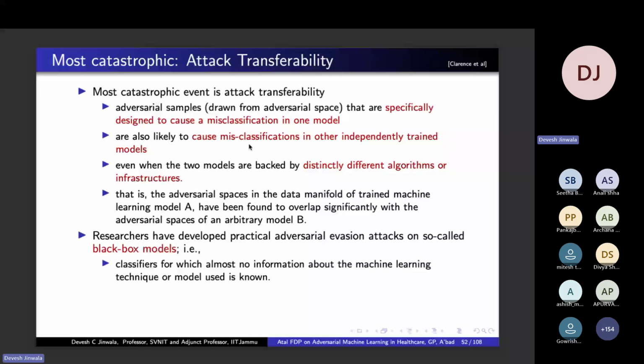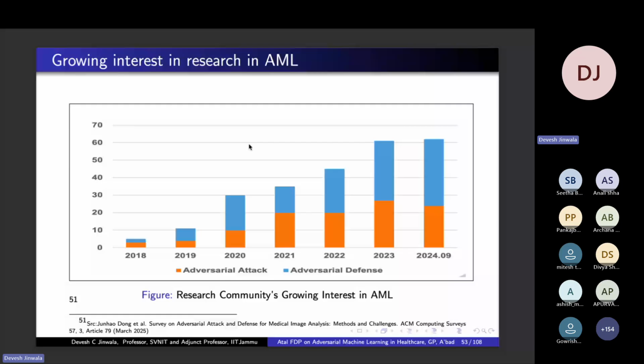I'll skip them. I'm showing here the growing research interest. If you look at the title of the paper, the title of the paper is related to healthcare. So you may wonder, as the title of the talk was adversarial machine learning in healthcare, but I'm nowhere talking about healthcare. The reason is simple: whatever background material I've talked about applies to any security application, and applies to healthcare applications also.